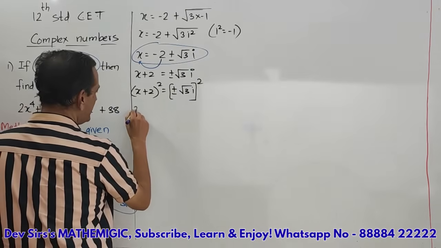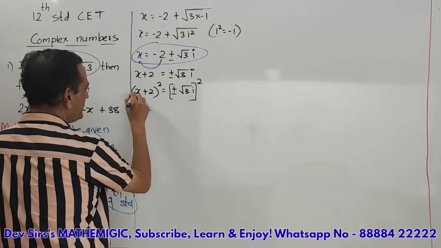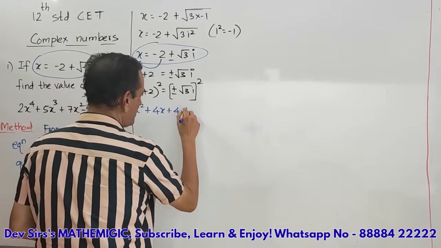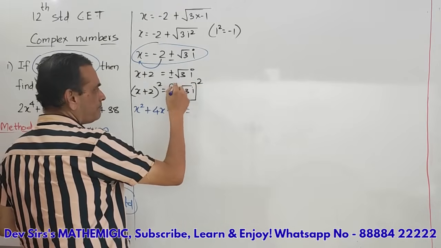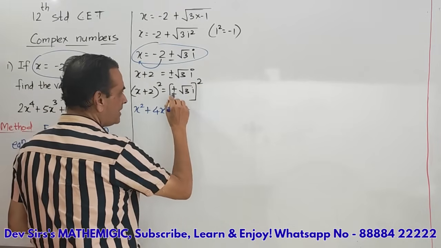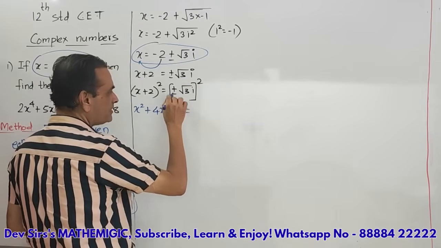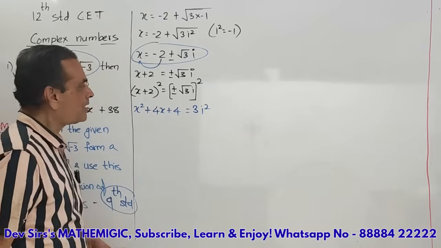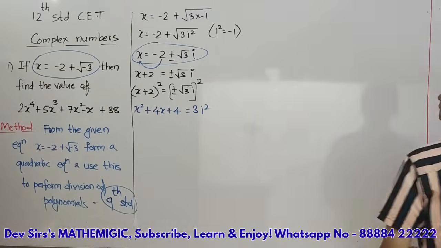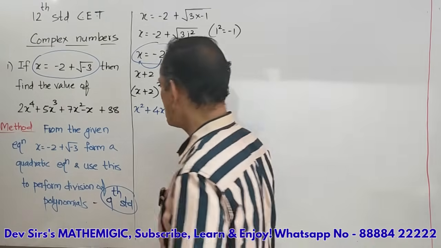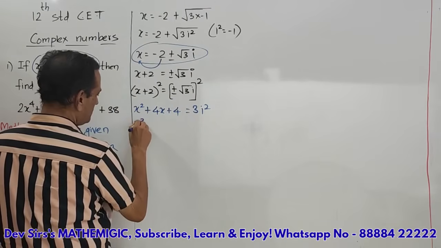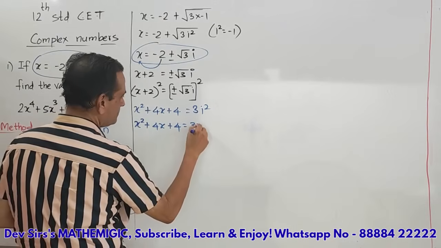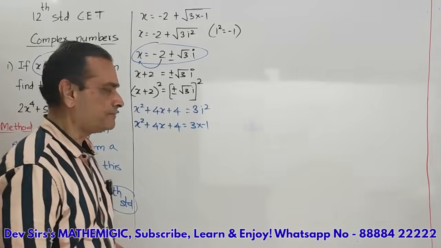A plus b bracket squared is a squared plus 2ab, 2 into 2, 4x plus b squared, 2 squared is 4. Bracket squared means plus and minus is gone. The square of plus is plus, the square of minus is plus. You have to neglect plus and minus. Square of √3 is 3, square of I is I squared. Now again I squared is -1. 3 into minus 1.